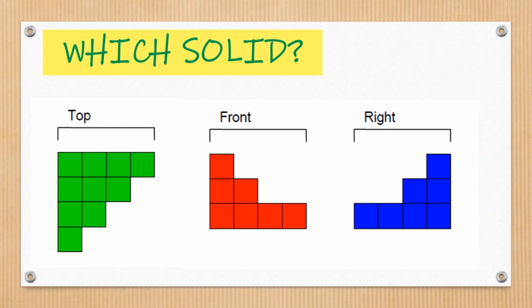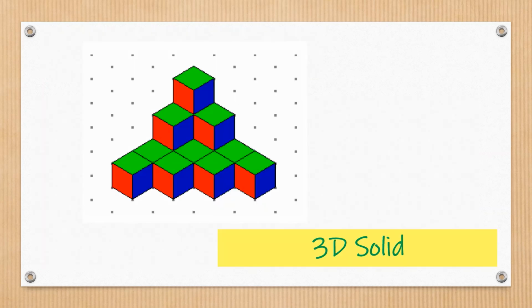So drum roll, this is what it should look like. There's your 3-dimensional solid. It's going 3 cubes high, as low as 1 cube. And again, the color coding shows the green top surfaces, the red front surfaces, and the blue right side surfaces.